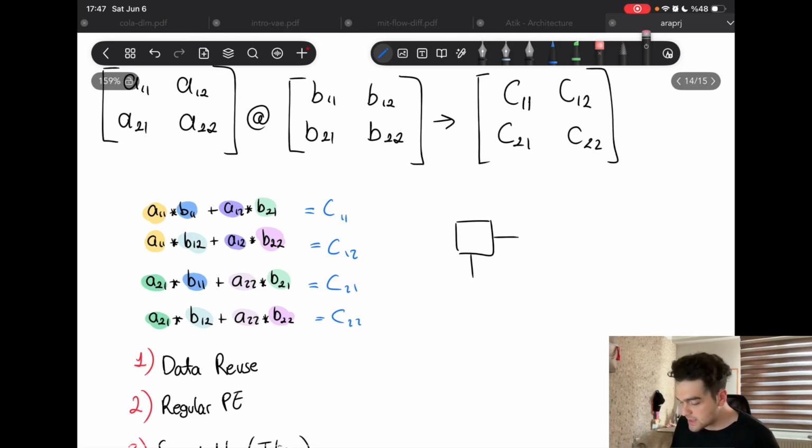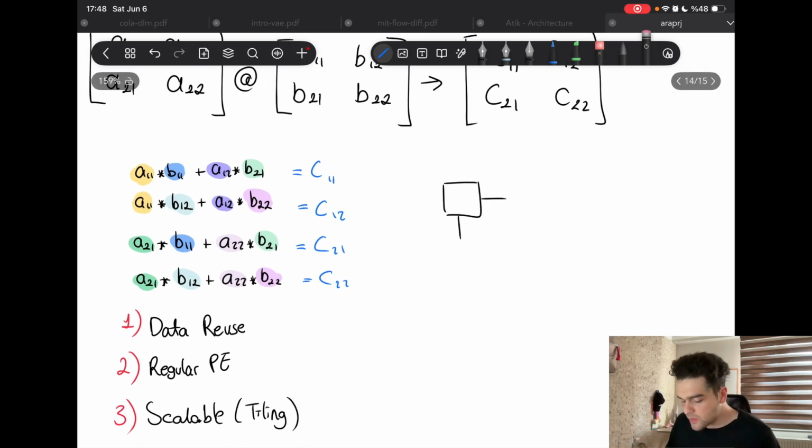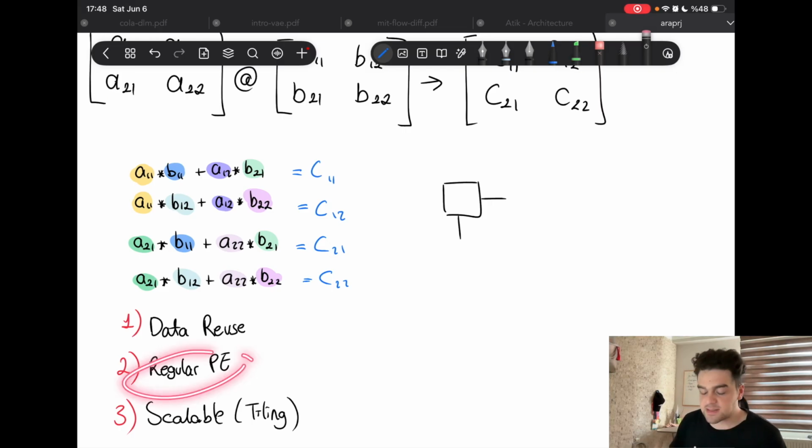Now, what this means is that we are using the same data over and over again, and we should not fetch the same data from the memory over and over again. We should reuse it. We should cache it and reuse it for further computation. And better, not just cache it, but pass it to the next element so it can use it without any memory overhead.